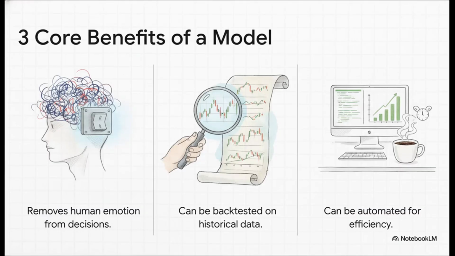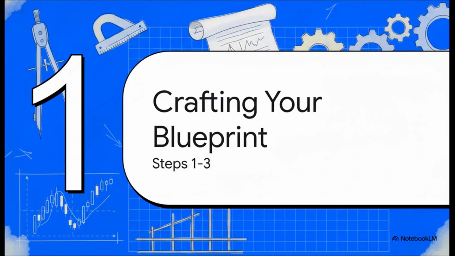So why is this so powerful? Well, it comes down to 3 huge things. First, it's like an emotional circuit breaker. The rules make good decisions, not you. Second, you can actually test it. You can run your model on years of historical data to see if it even would have worked before you risk a single penny. And third, you can automate the whole thing, freeing you from being glued to your screen all day.